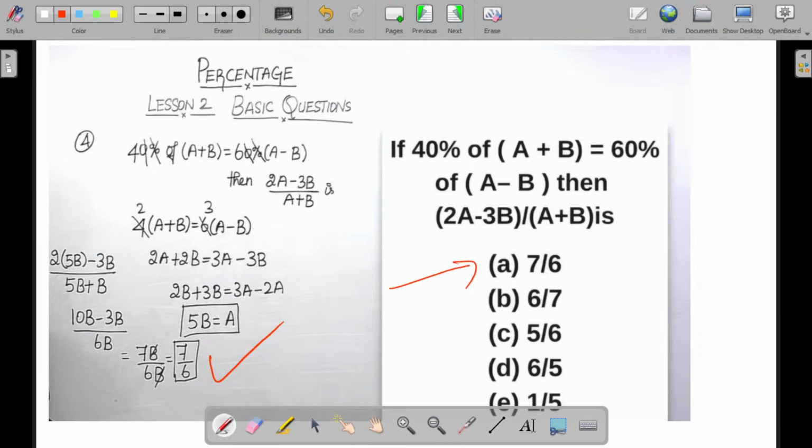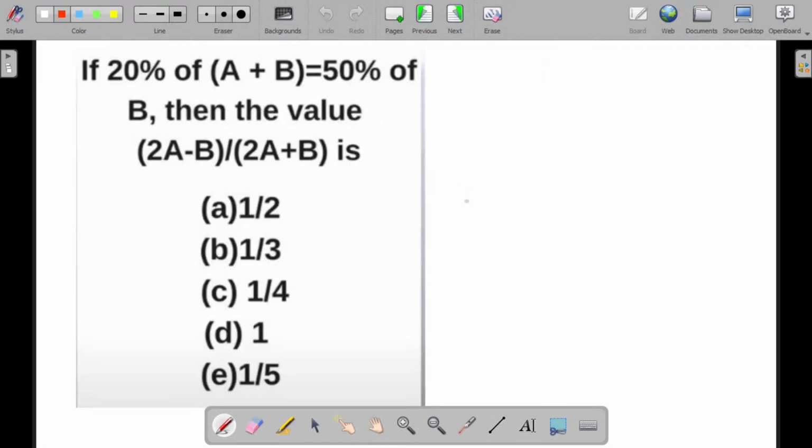Okay, next question. If 20 percentage of A plus B equal to 50 percentage of B, it is also very similar to the same question. Do it fast. Within 20 to 30 seconds you have to solve these questions.